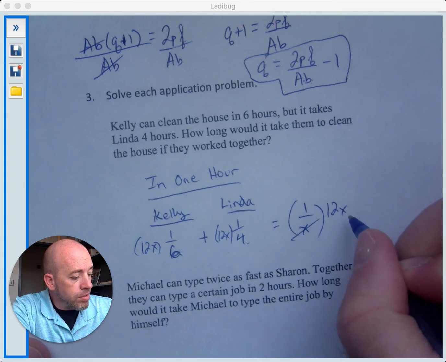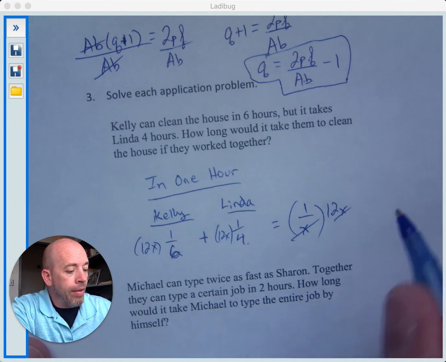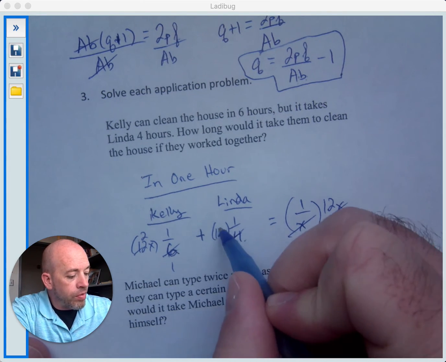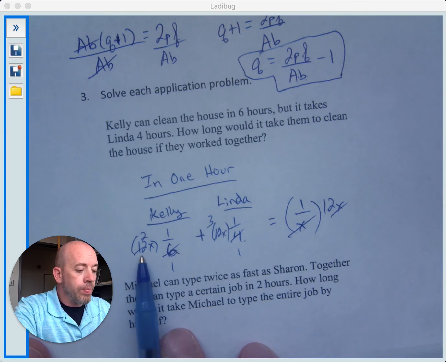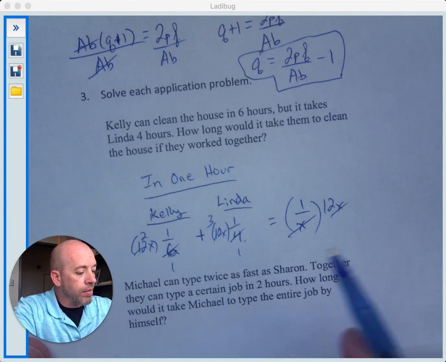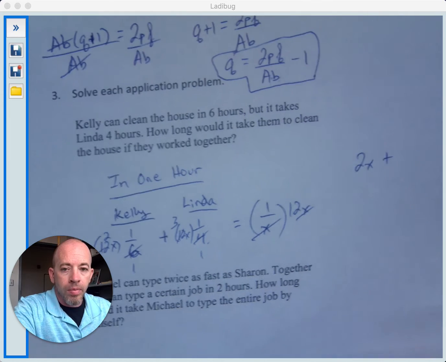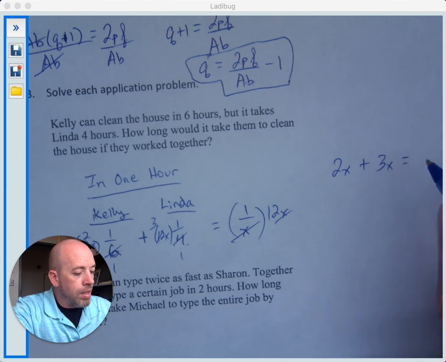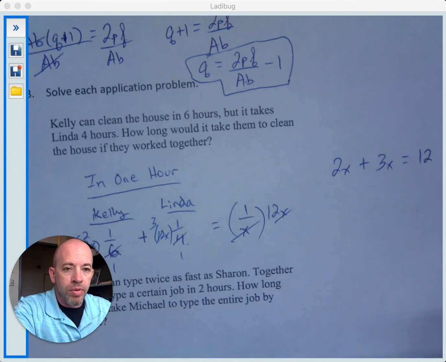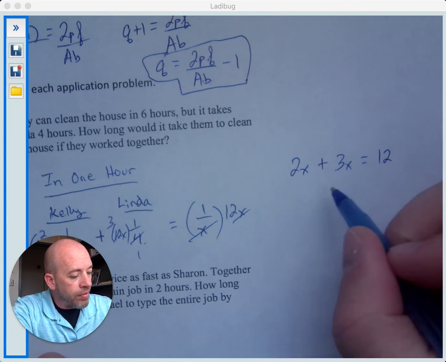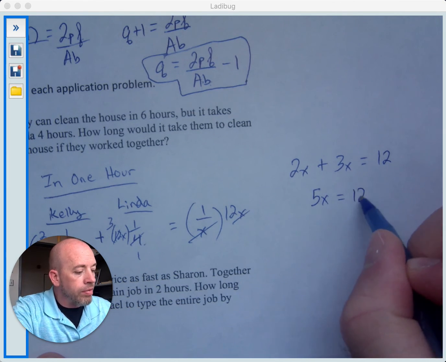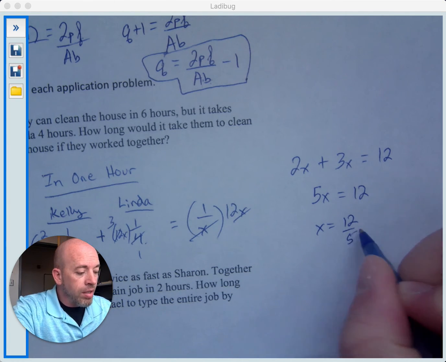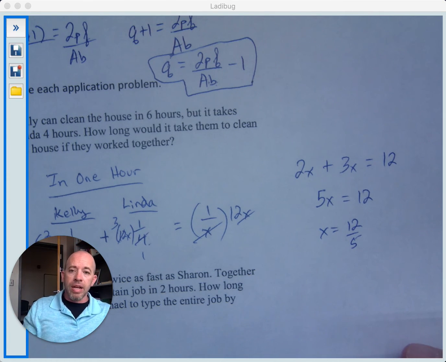Here the x's cancel, and we just get 12, right? Here 6 goes into 12 twice, and 4 goes into 12 3 times. So let's put this all together, and we get a 2x, and we have 3x here, right? And that equals 12. 2x plus 3x equals 12. So 2x and 3x, that's 5x, right? So 5x equals 12. We divide by 5. X is 12/5. So it takes them 12/5 of an hour to do the job.